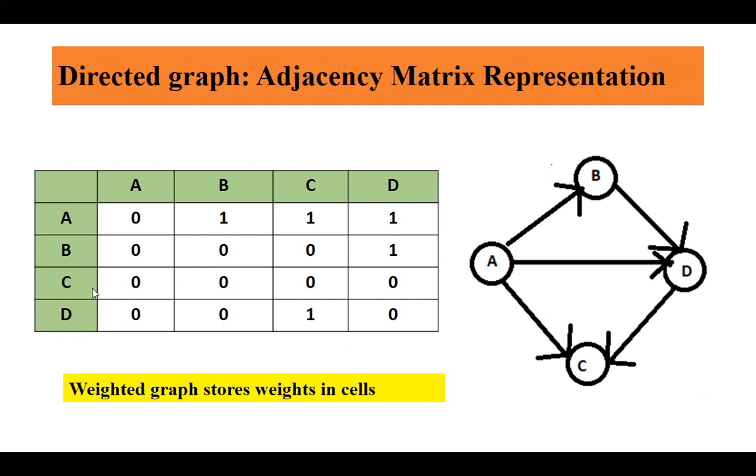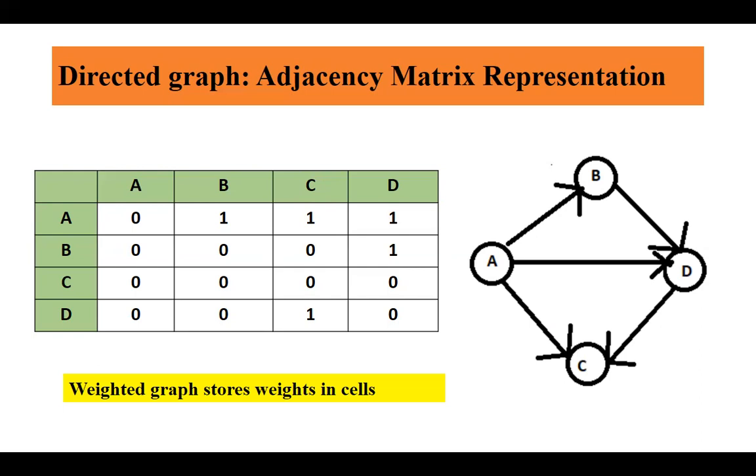Similarly, if you look at C, there is no edge moving out of C. There is no path going out of C, so all the entries are 0. There are edges coming to C, but there is no outgoing edge from C, so it is all 0. Similarly for D, from D you can reach only C. So you have an entry of 1 only at C, and the rest of the entries are all 0.